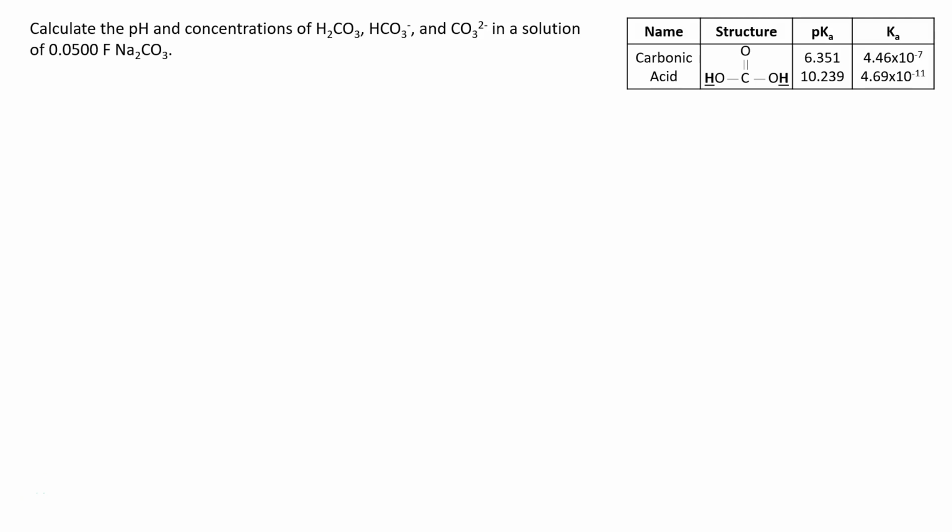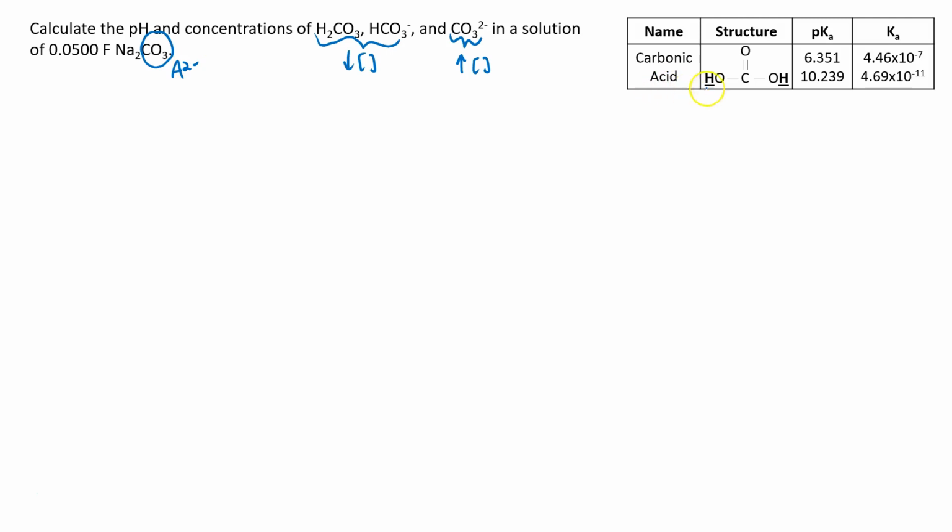So here's an example of the unprotonated form. We've got a solution of 0.05 formal sodium carbonate. You've got to recognize that carbonate is A-2, and we're asked to find the pH and the concentrations of all these different forms. Since we prepared the solution from carbonate, the unprotonated form, it should have the highest concentration, and these two forms should have the lowest concentration. And because we used the unprotonated form, that pH should be basic.